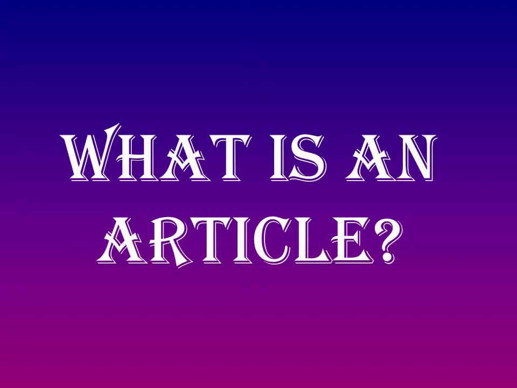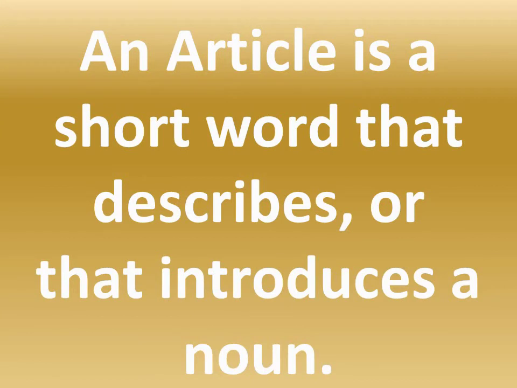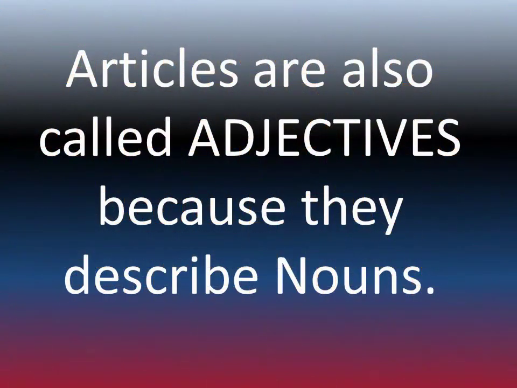What is an article? An article is a short word that describes or that introduces a noun. In fact, articles are also called adjectives. The reason is that they describe nouns, and you remember adjectives are words that describe nouns, so that's exactly what article also does.